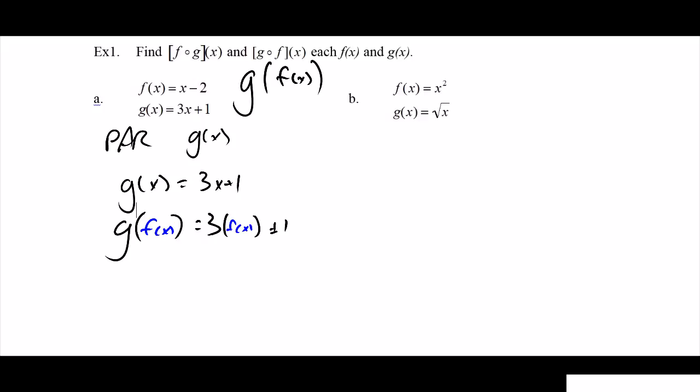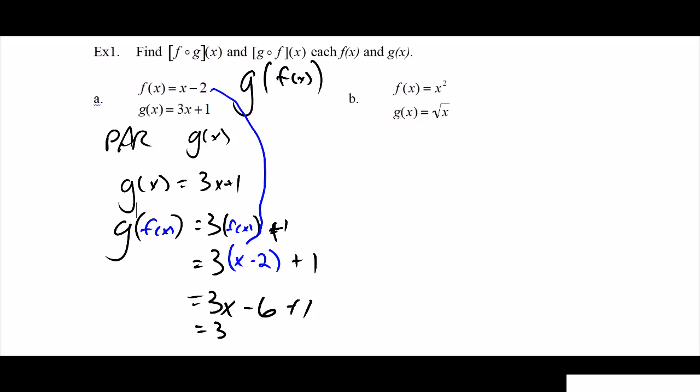Now, what is our f of x? Our f of x is x minus 2. We're just going to take this function right up here and put it right in here. So it's going to be 3 times x minus 2, plus 1. So now we distribute: 3x minus 6 plus 1 is equal to 3x minus 5. And that is our answer. So we're just substituting x's left ways, sideways, up ways, down ways. We're just substituting. If you see an x in a function, you substitute it with another function.